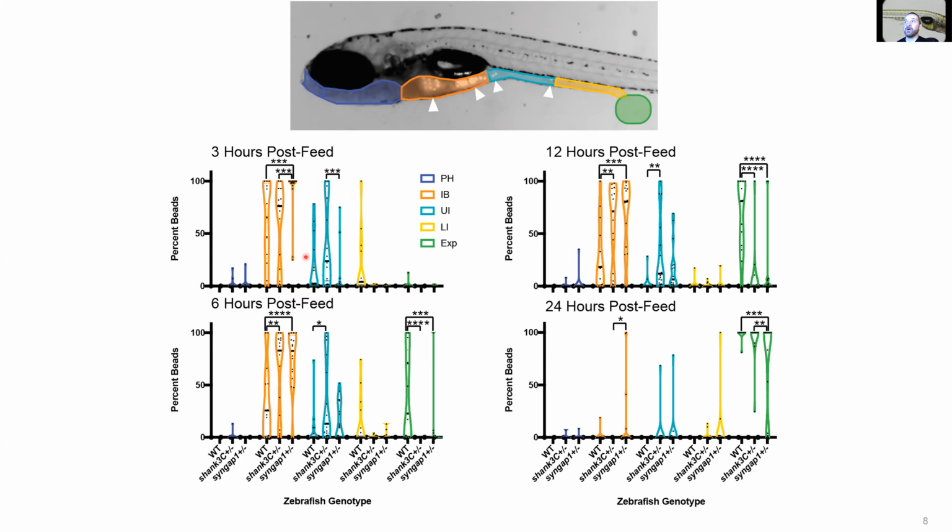If you carry this timetable out to 12 hours, you can see that only a few of the wild type fish had any beads remaining in the intestinal bulb or the stomach, whereas the majority of them were actually already expelled. But the 2 mutant models, the shank 3 and the SynGAP fish, were having a much harder time moving the beads from their stomach into their upper and lower intestine and eventually expelling them. So the rate at which these 2 mutants were able to pass these beads was drastically reduced as compared to wild type.